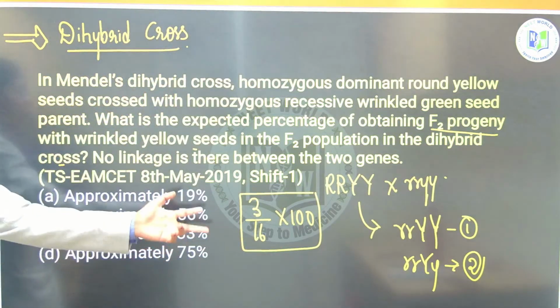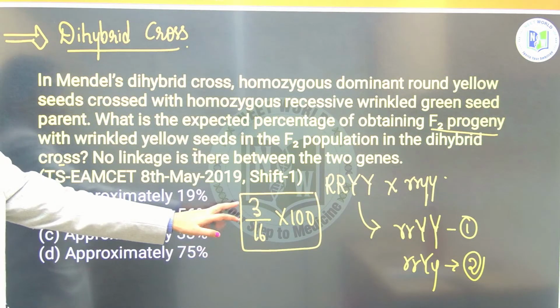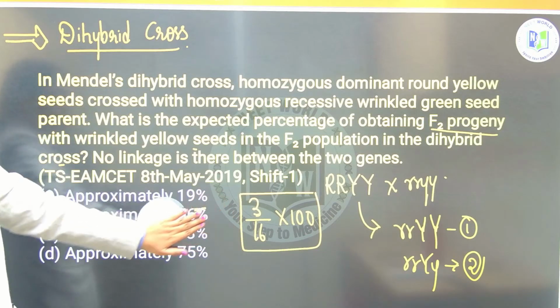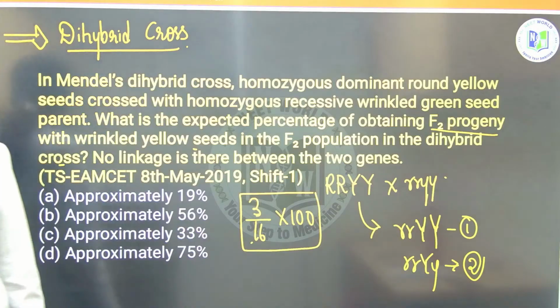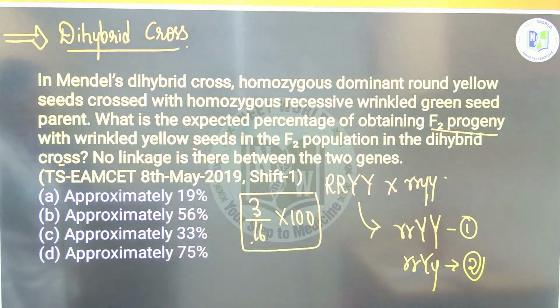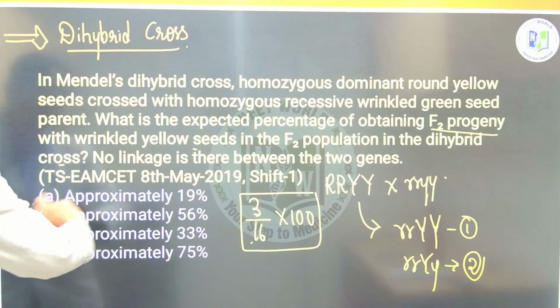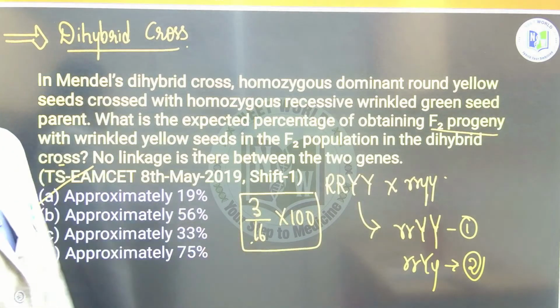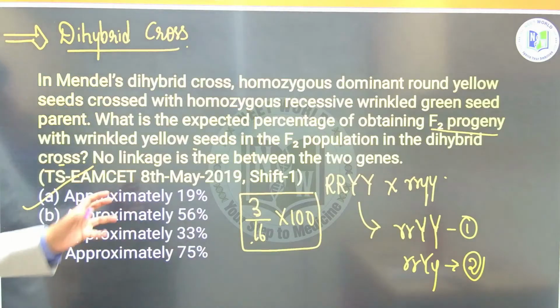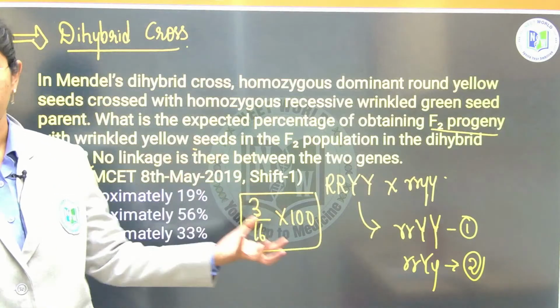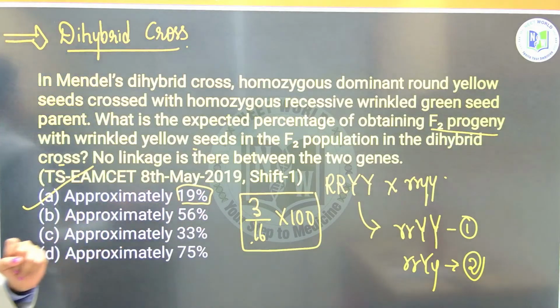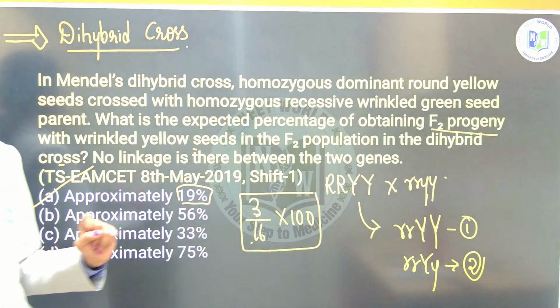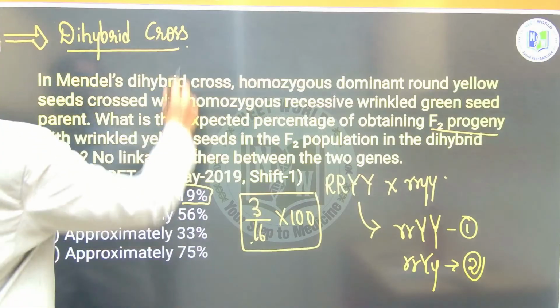How are you calculating this? The probability is taken as expected offspring by total offspring into 100. If you calculate 3 by 16 into 100, you will get around 18.5%, which you have to consider as 19%. Fine, right? Clear? Any doubts anywhere?